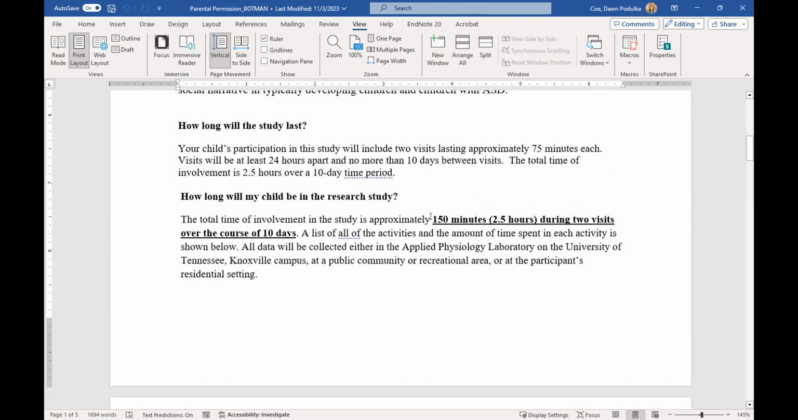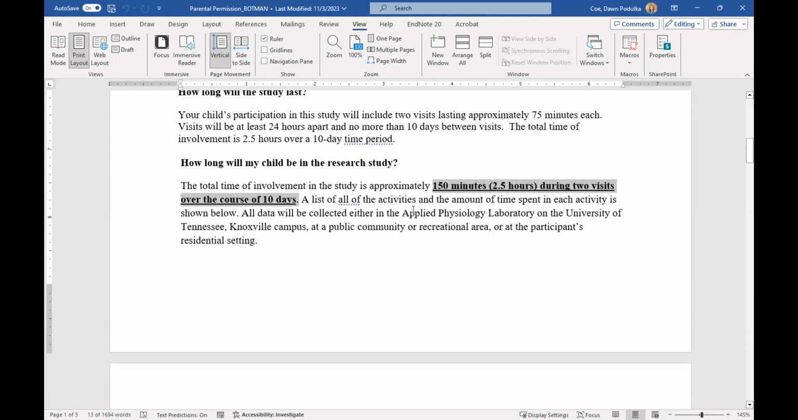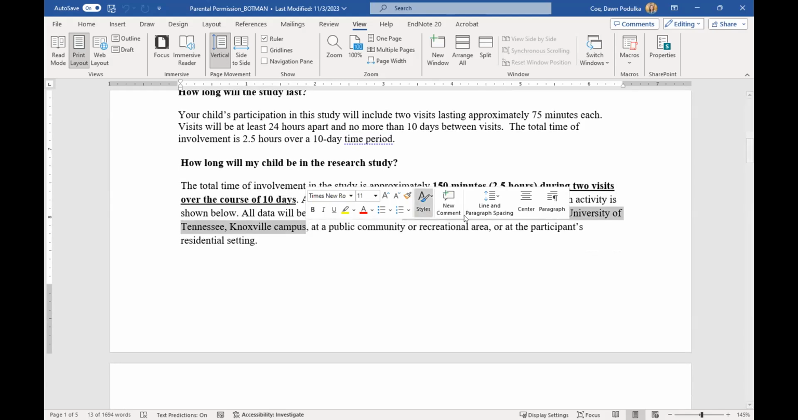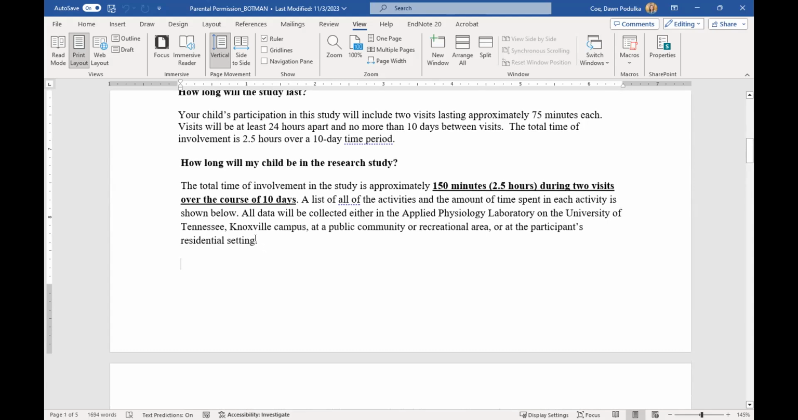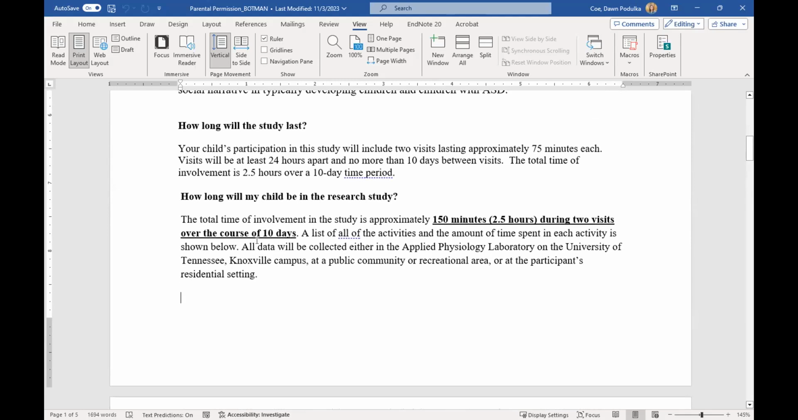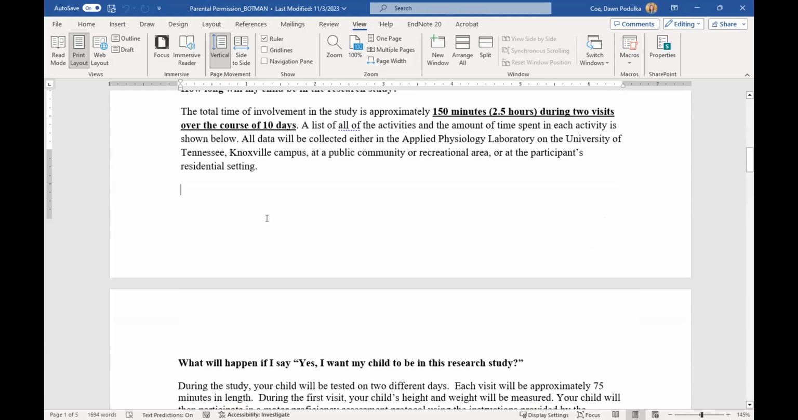So again, we have to reiterate how much time is going to be spent in the study. This form is the one for what's going to occur on campus. And then we also have one specific to the school. Because we have a hard time getting people on campus, and I'm sure you all know about the parking situation on campus, we now have permission to go to public areas, recreational areas, or even to people's houses to be able to do the research study.